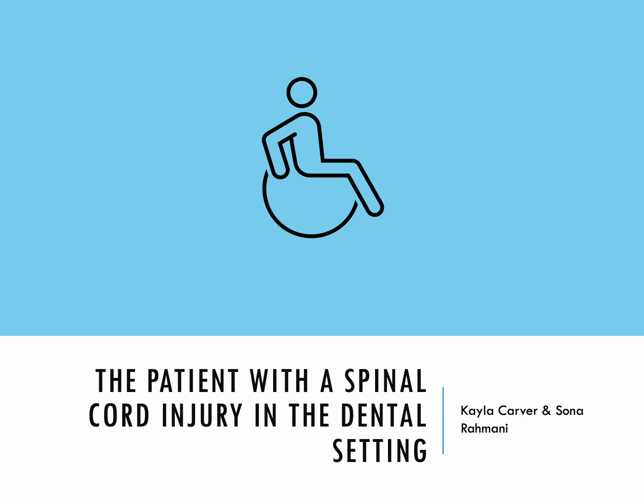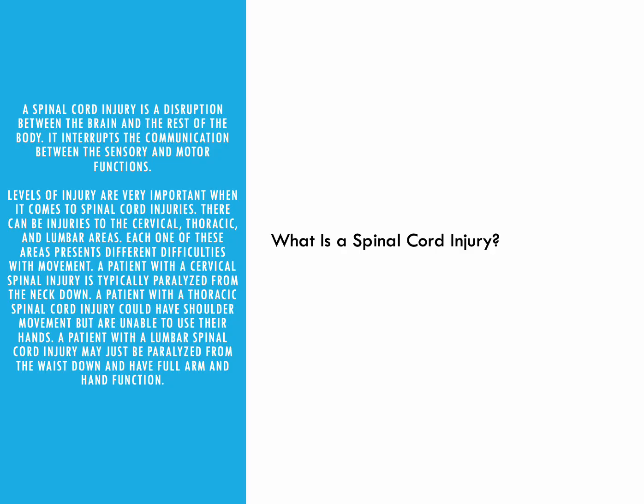This is a presentation about the patient with a spinal cord injury in the dental setting. What is a spinal injury? A spinal injury happens when there is damage to the spinal cord, which disrupts the communication between the brain and the rest of the body. Because of this, the brain cannot send or receive signals normally, so a person may lose movement, feeling, or both below the level of the injury.